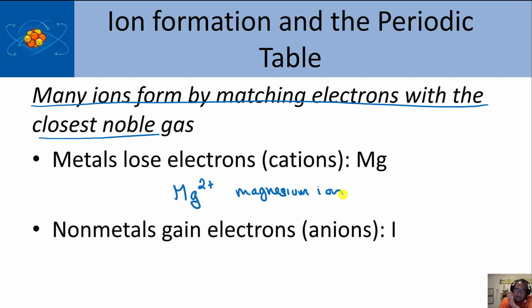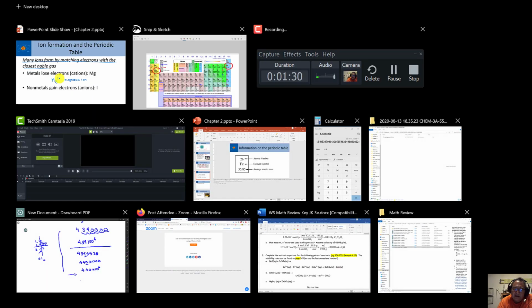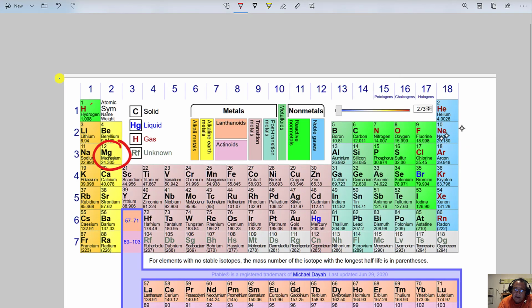Now let's look at the same thing for iodine. If we want to look at something like iodine, that's a nonmetal. Nonmetals gain electrons. So we're going to go back to our periodic table and ask, where is iodine in the periodic table? And you'll find it down here. Now the closest noble gas is xenon. It's a xenon. So that has 54 electrons, right?